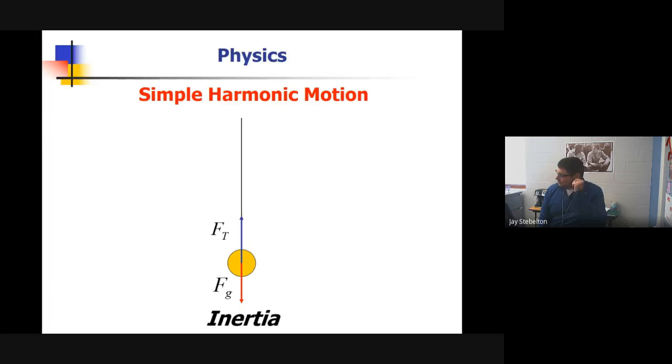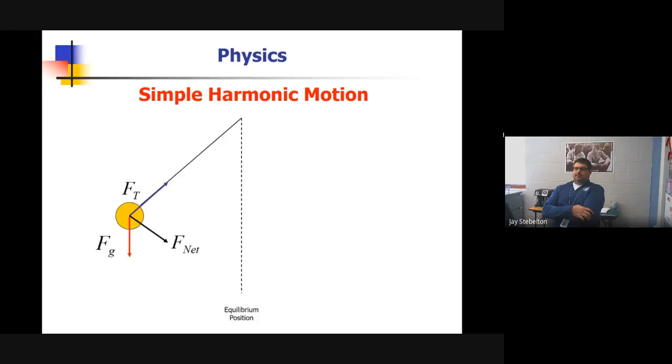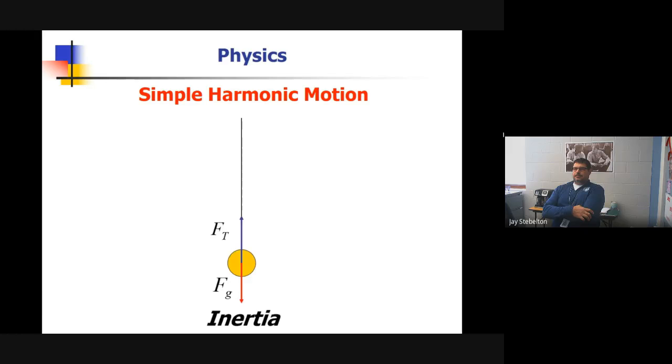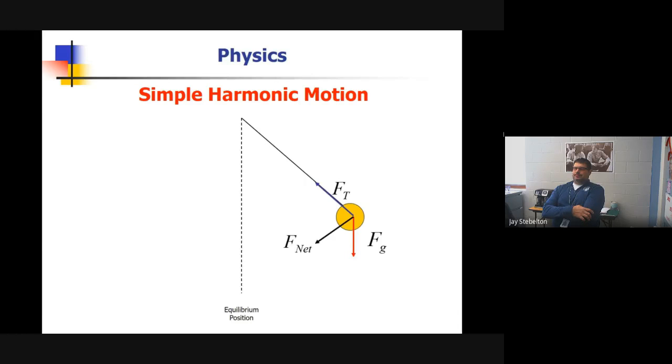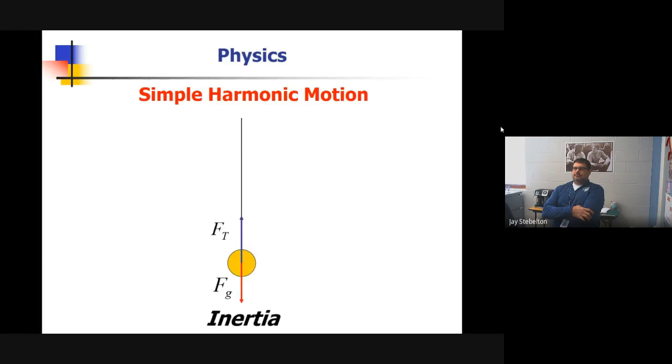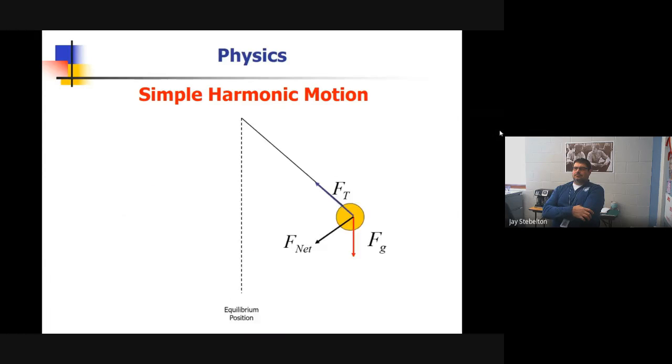And then I let it swing again. It goes to the left where the net force pulls it in. It goes to the center where it has inertia. It goes to the right where the net force pulls it in. It goes to the center. It goes to the left, to the center, and you have simple harmonic motion.